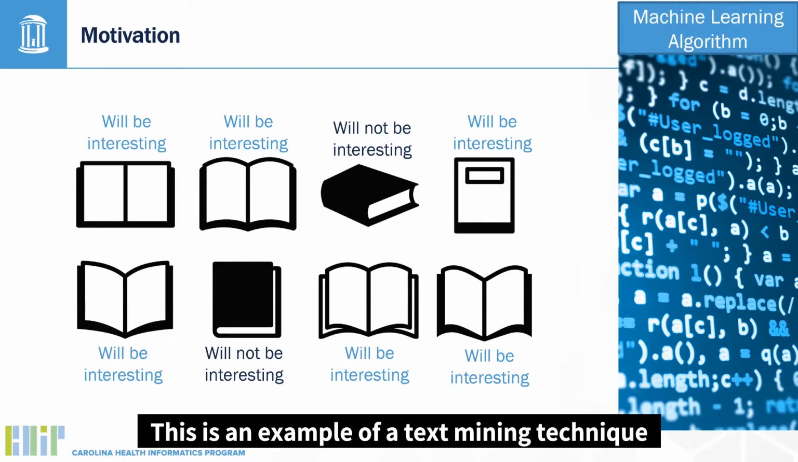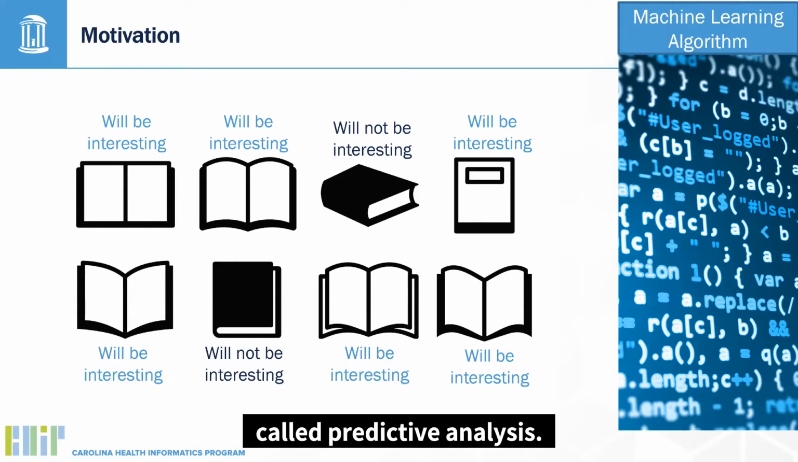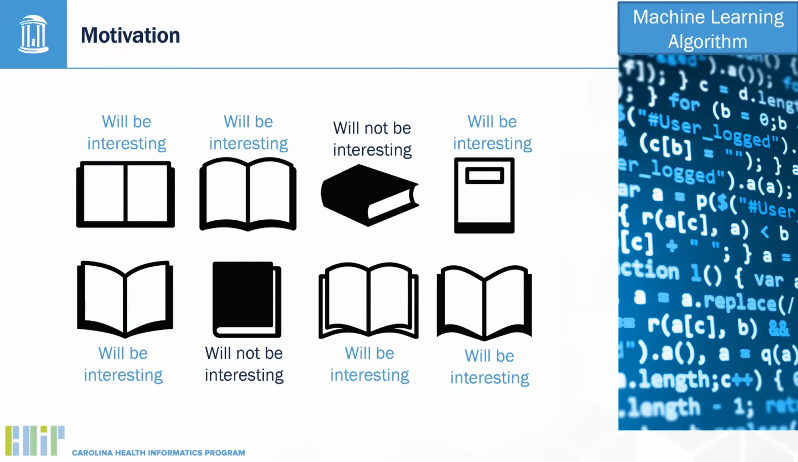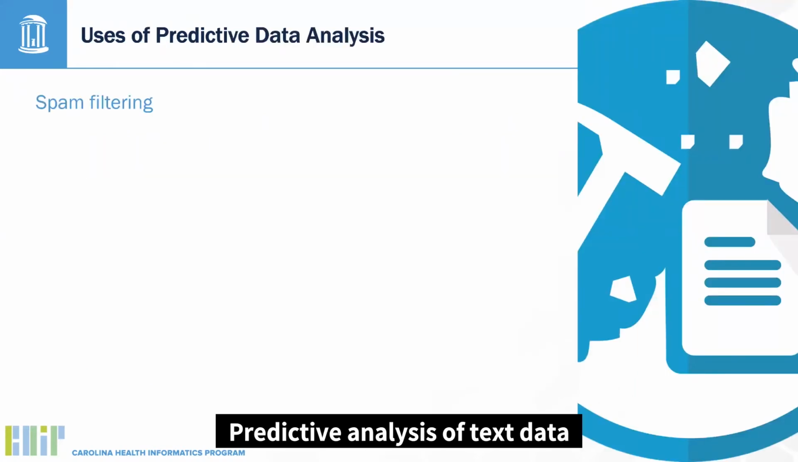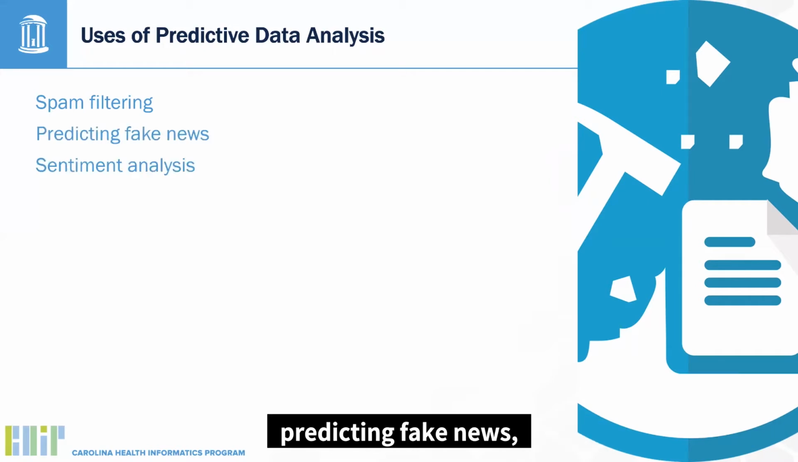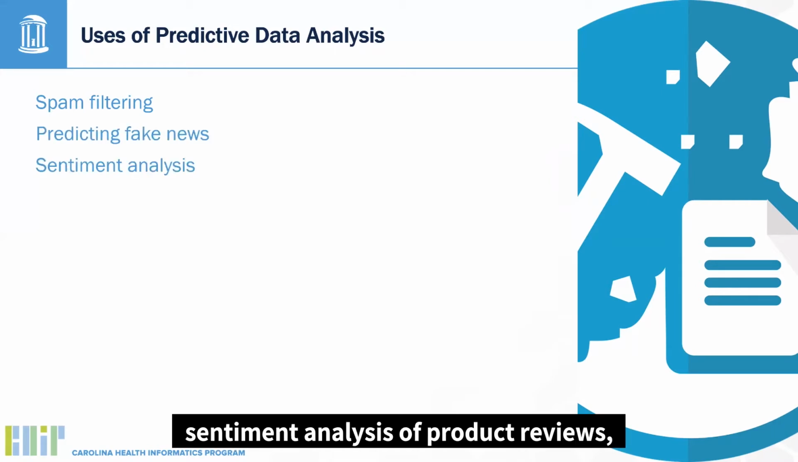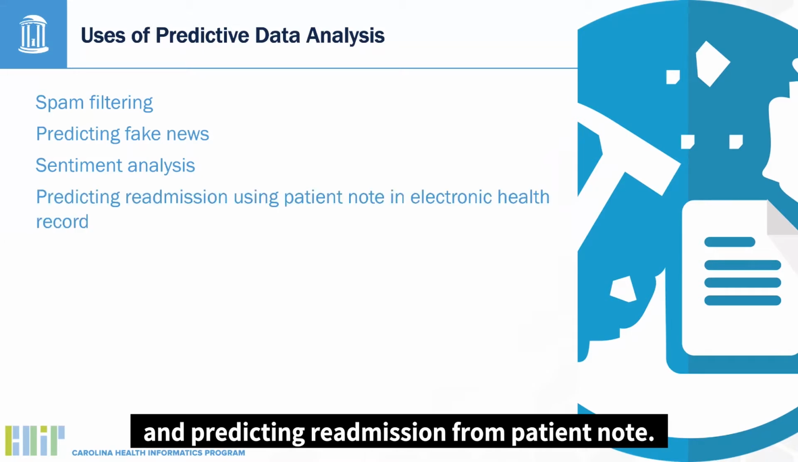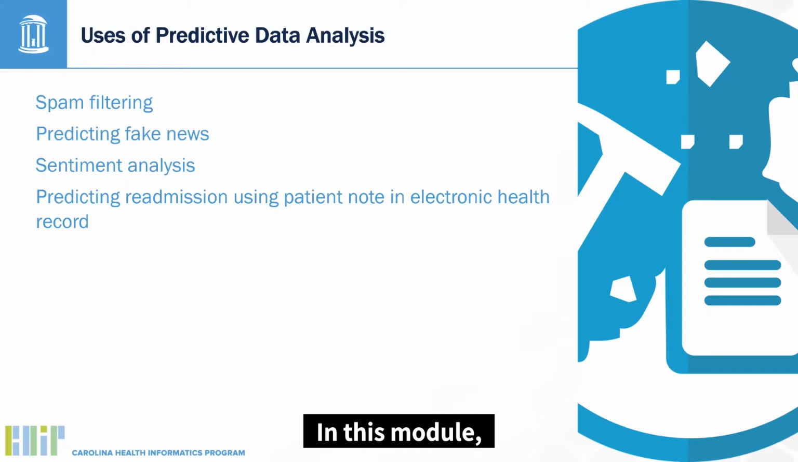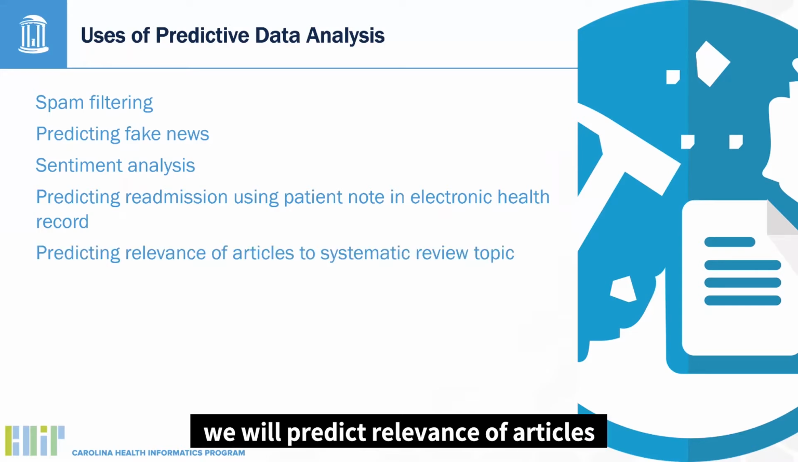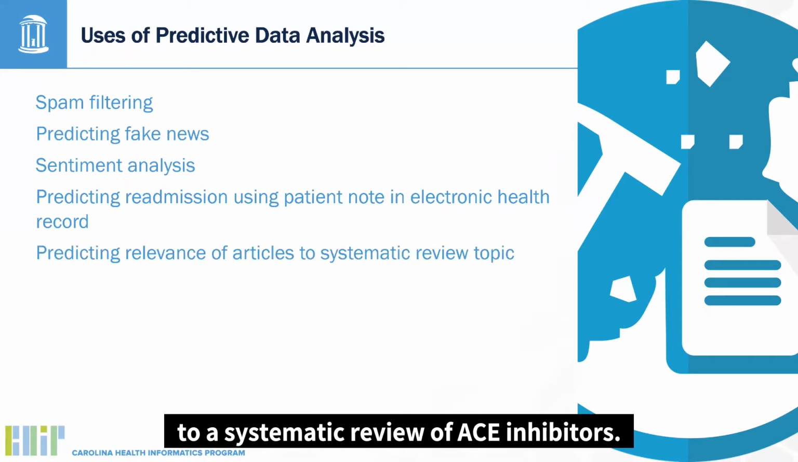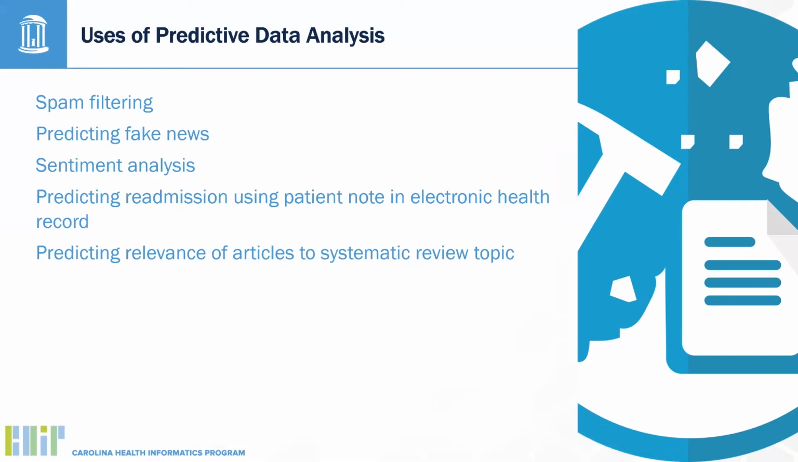This is an example of a text mining technique called predictive analysis. Predictive analysis of text data can also be used in spam filtering, predicting fake news, sentiment analysis of product reviews, and predicting readmission from patient note. In this module, we will predict relevance of articles to a systematic review of ACE inhibitors.